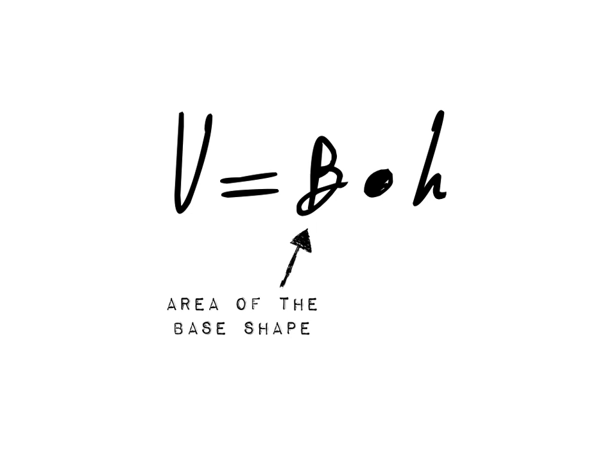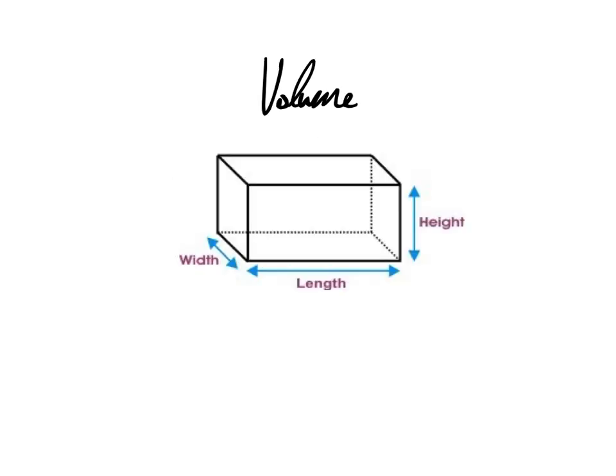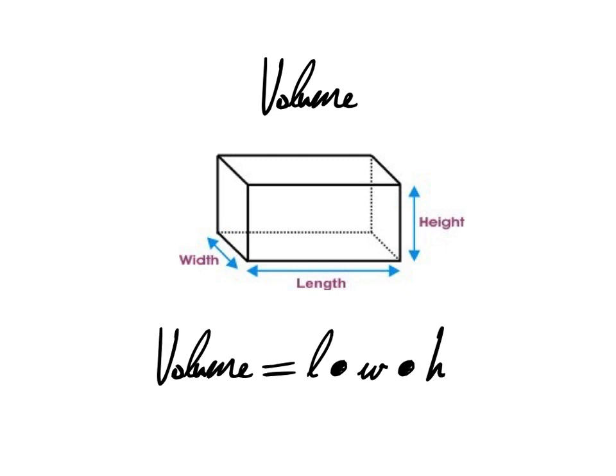So you want to think about what the base shape is, that area, and then you multiply it times the height of the entire prism or cylinder, for example. So we'll practice this with some. So let's look first at this rectangular prism. And the formula is pretty easy.